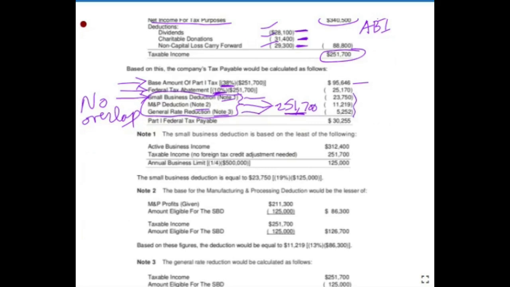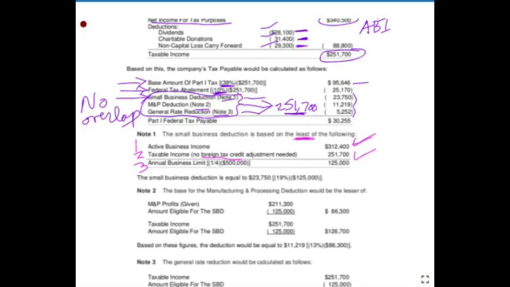So first off, let's calculate that small business deduction we've been talking about. The small business deduction is going to be based on the least of number 1, number 2, and number 3. That was active business income, given in the question. Taxable income. We didn't have any foreign tax credit adjustment in this question, so you don't got to worry about it. So it's just taxable income. And the annual business limit. So remember, generally that would be 500, but if you're sharing it with associated companies, then we have to use a lower amount.